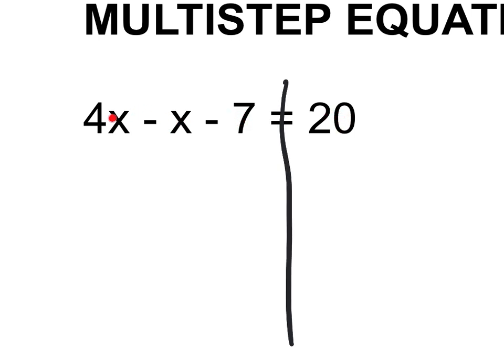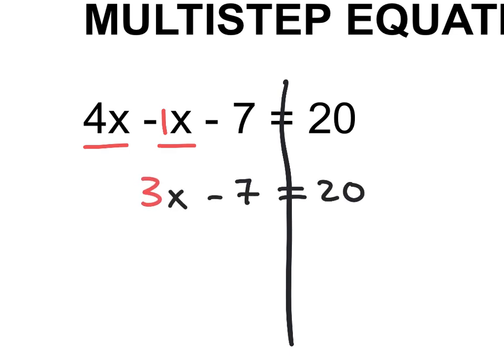All right, now over here, what I can do is I can actually combine my like terms. That's going to be my first step. Whenever I have terms with multiple variable terms, I want to combine them. And I'm going to do that by just combining the numbers out front. So I've got the 4x minus 1x. Combine the numbers out front and keep your variable. So 4 minus 1 gives us 3. And then keep your variable x. Drop everything else down. And now we have a two-step equation.